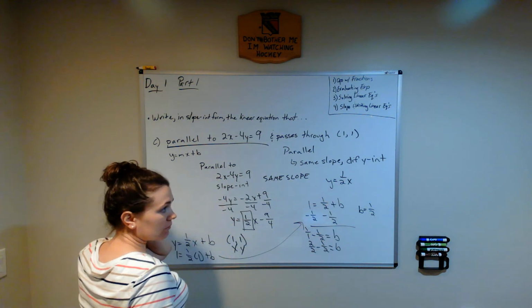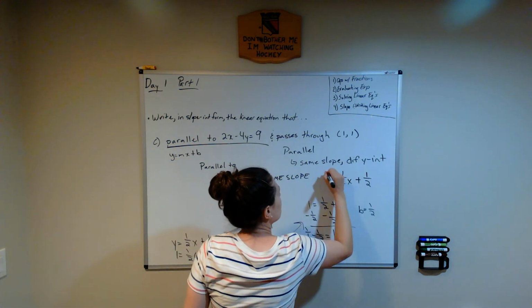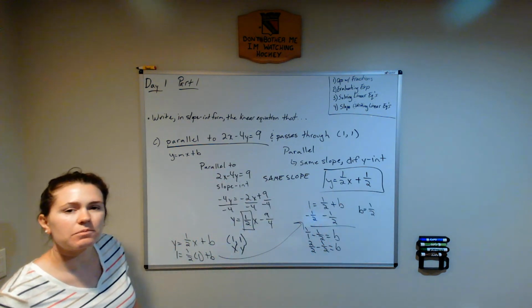So this equation, I'll write my final answer right here, is going to be y equals 1/2 x plus 1/2. So that's what makes us parallel to this. And now we want to specifically pass through that point. That must be the y-intercept so that it happens.